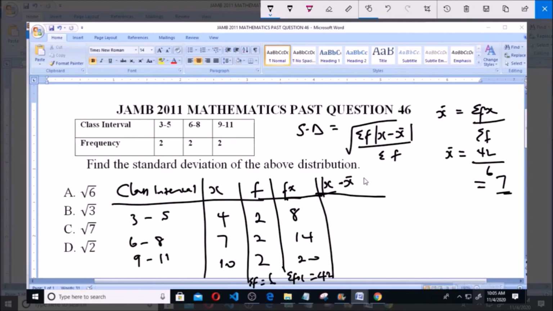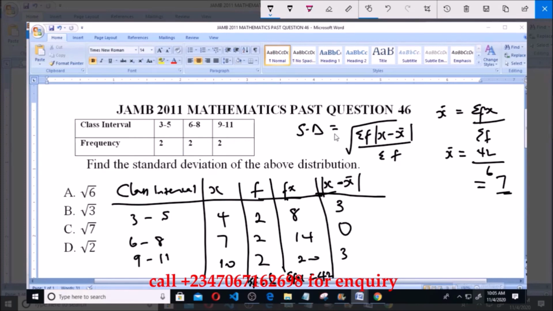Now we will subtract the mean from each of these class marks, that is the absolute value of x minus x bar. This bar simply means that no matter the answer, the answer must be positive. So our mean is 7. Now 4 minus 7 gives us minus 3, but because of this bar we write it as positive 3. 7 minus 7 gives us 0, and 10 minus 7 gives us 3.